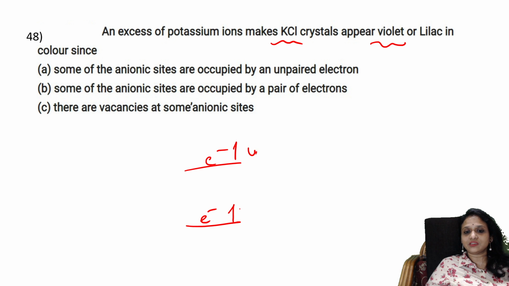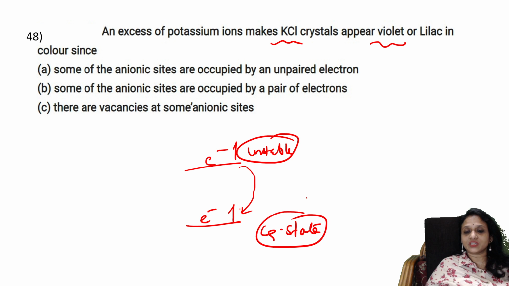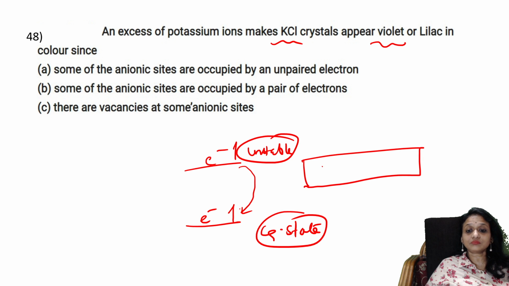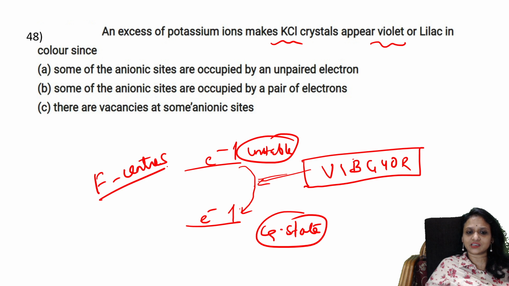It is unstable here, right? During this process, what will happen? It will come back to the ground state. During this process, it's going to absorb a particular color from the spectrum. So this absorption of color from the spectrum gives the characteristic color. So this is nothing but F centers, we said, F centers in the crystal.